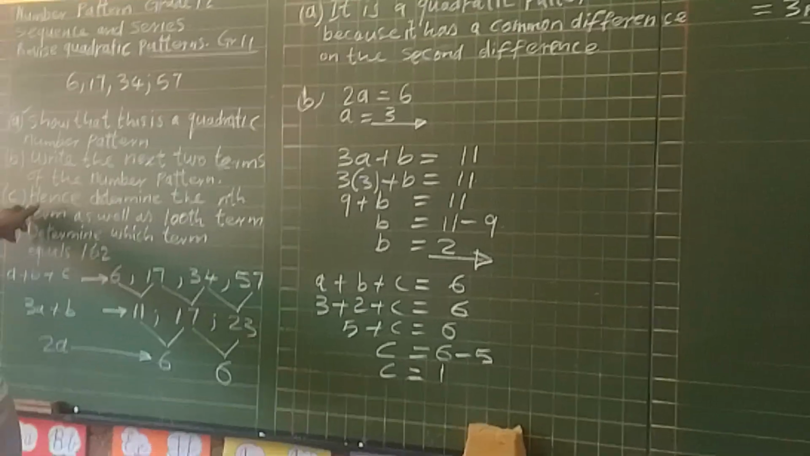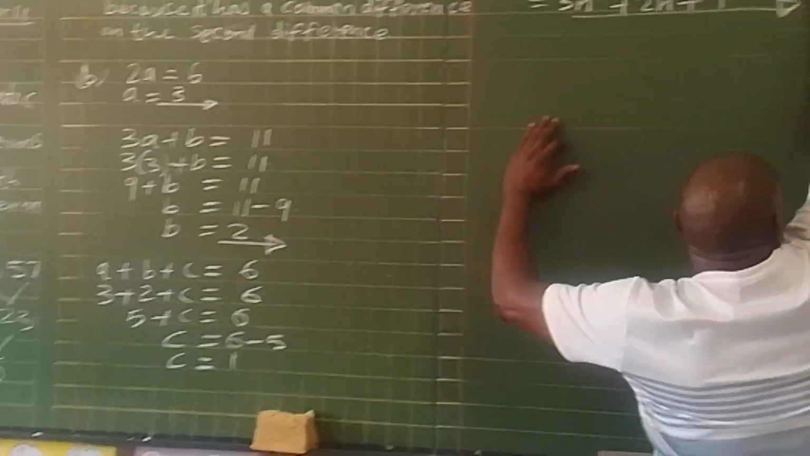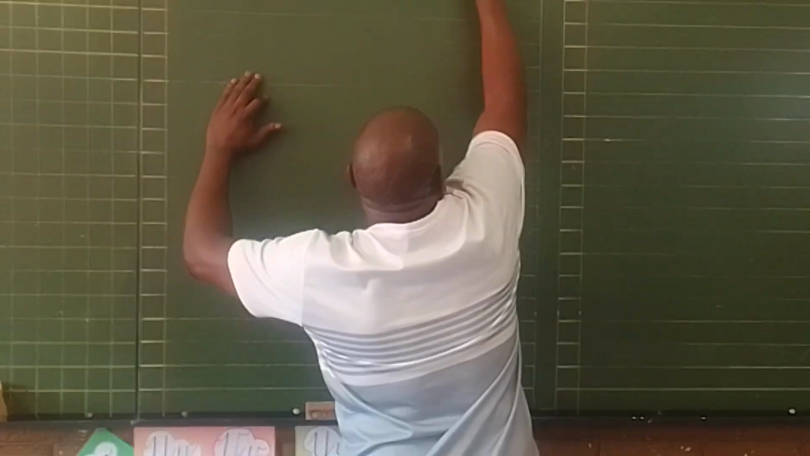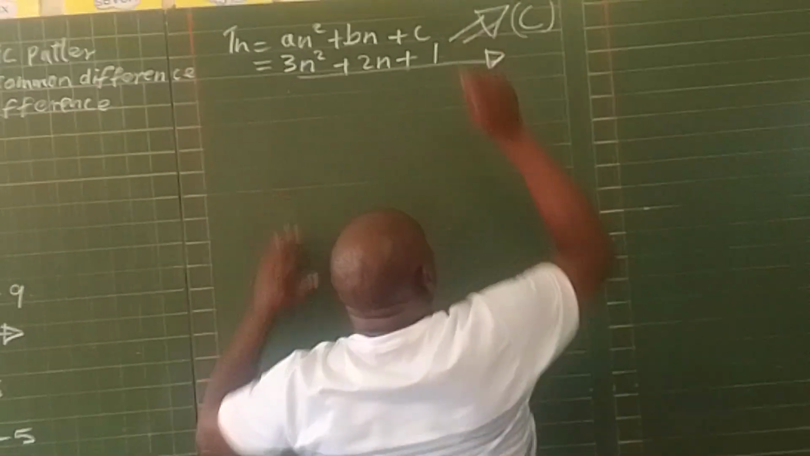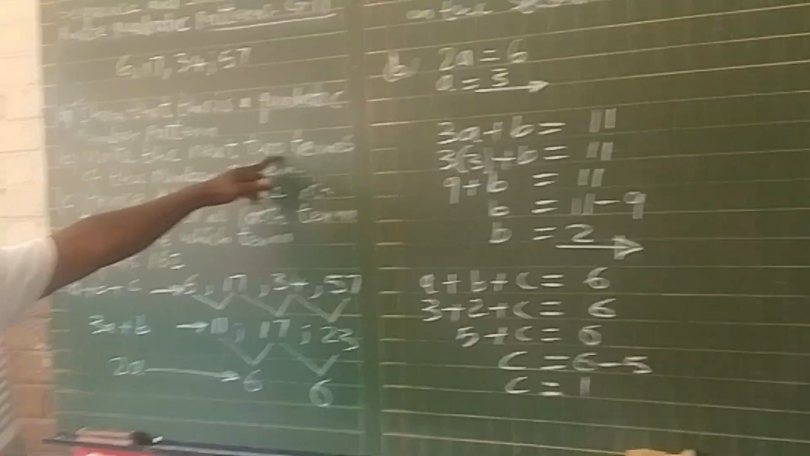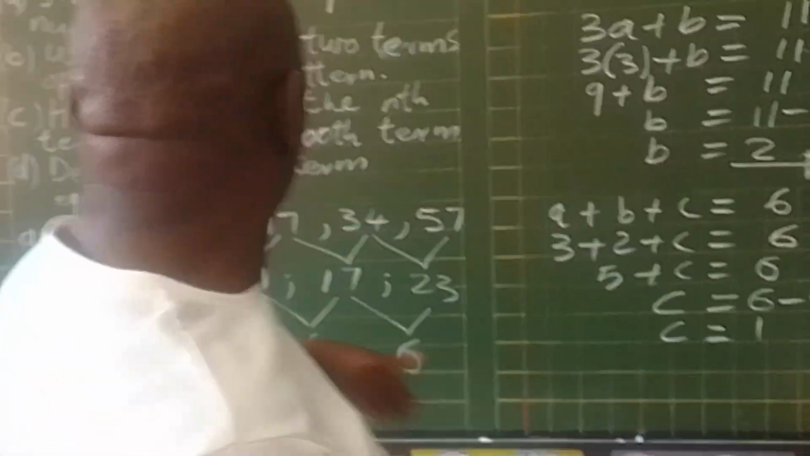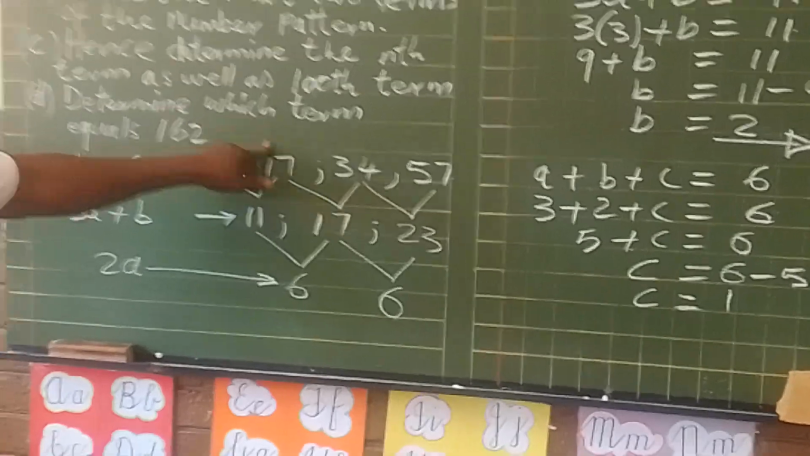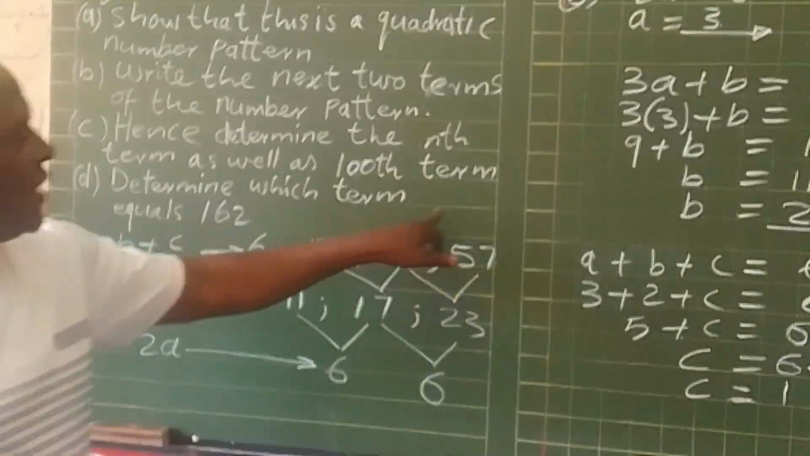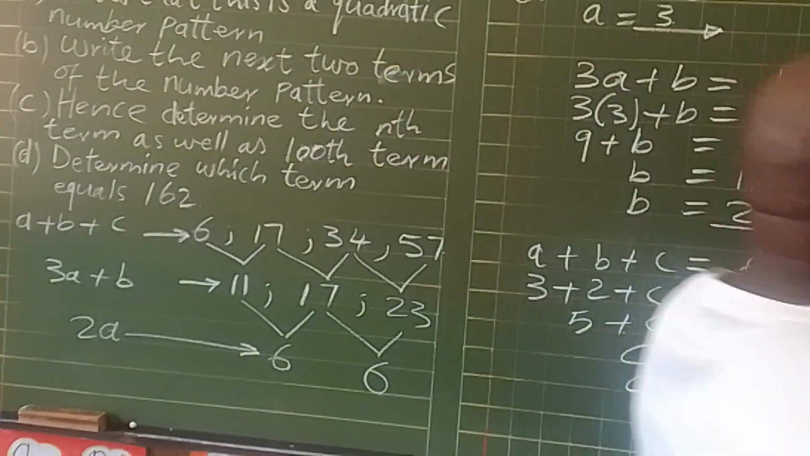Hence, this is going to be the answer for C. So you cannot get B without finding C. Your B says, write the next two terms of the sequence. The next two terms are what? Term 1, term 2, term 3, term 4. They want you to find term 6 and term 7.